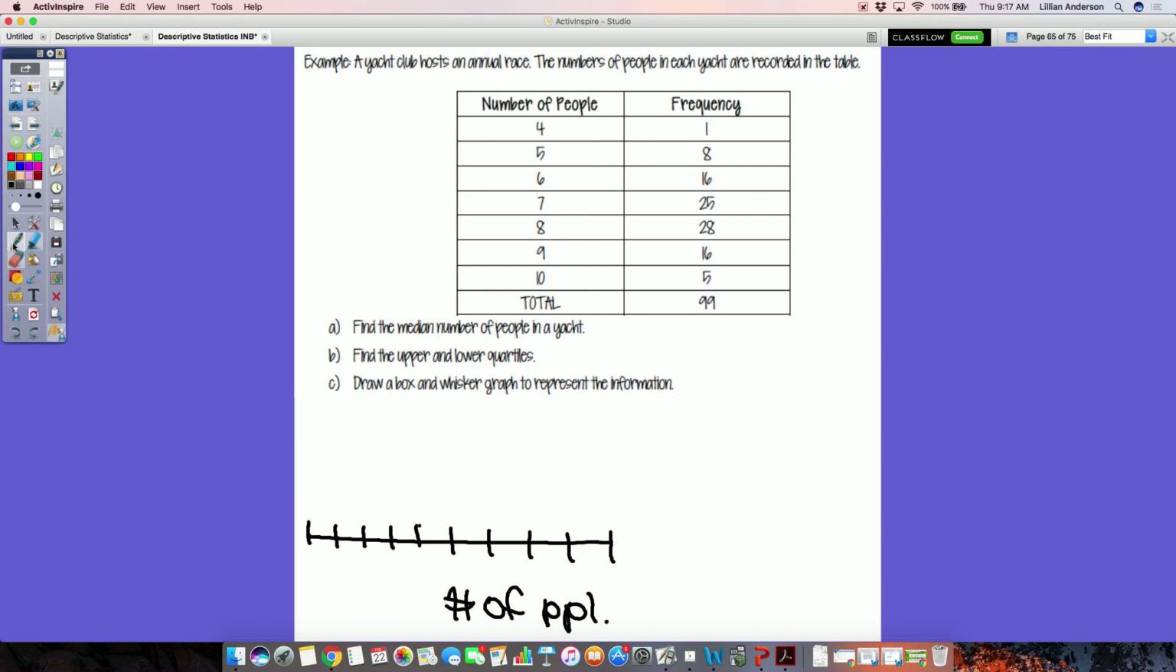So I need my 2 whiskers. My whiskers contain my minimum and maximum values. What was my minimum again? 4. So I'm going to put a little slash for my min, and then I need another one for my max, which was where?